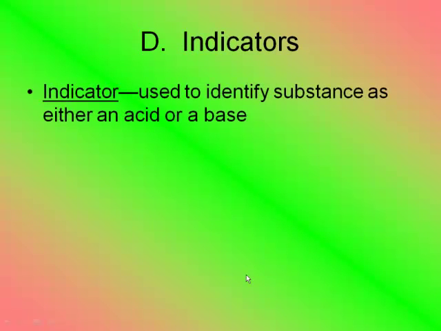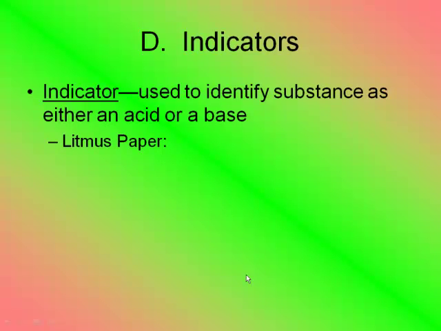So now we've talked about titrations, and so now we need to talk about indicators. An indicator is any substance that's used to identify the substance as either an acid or a base. So when you do the acid-base titration lab, you use phenolphthalein. Phenolphthalein is a substance that is clear normally, but when it's in the presence of a base, it turns magenta. It turns a bright pink color.